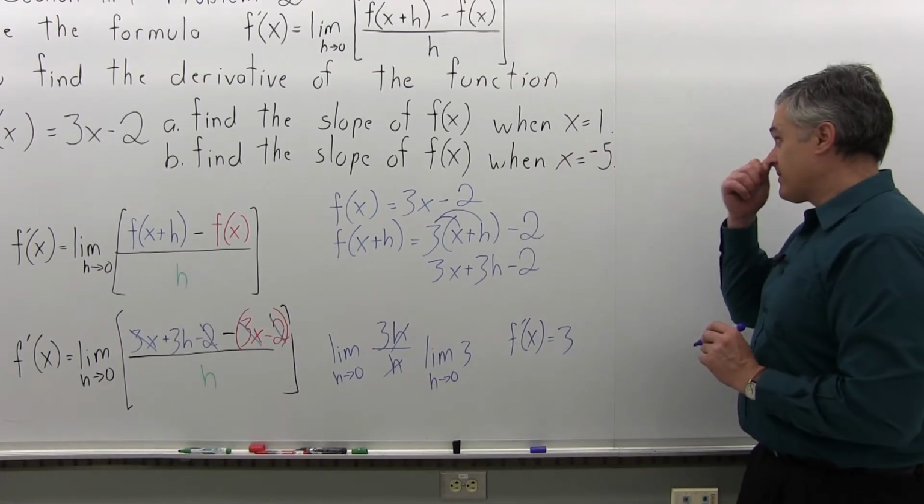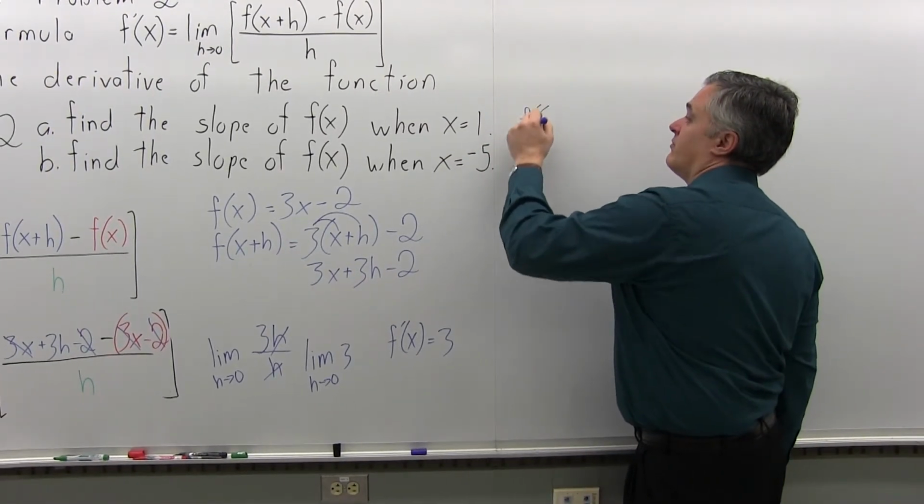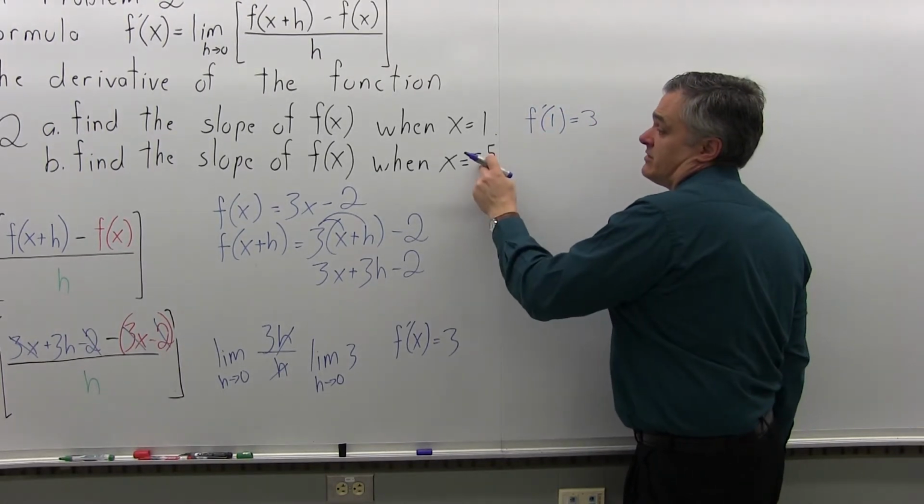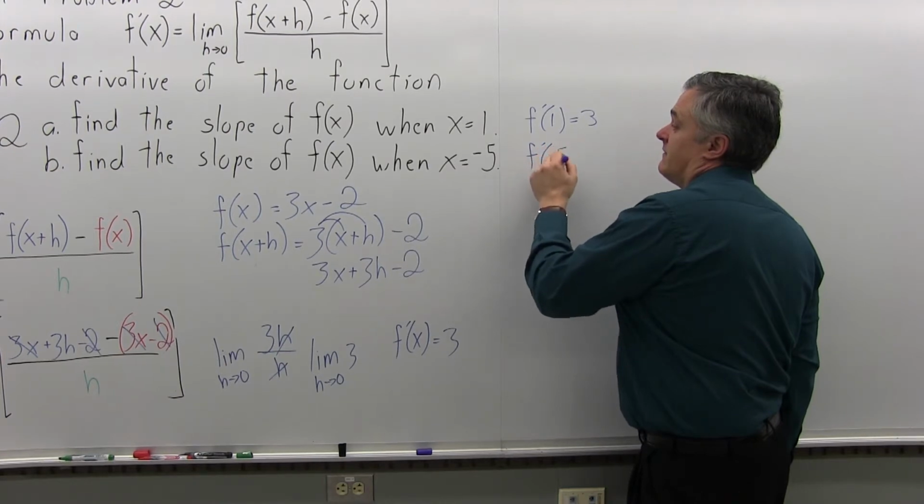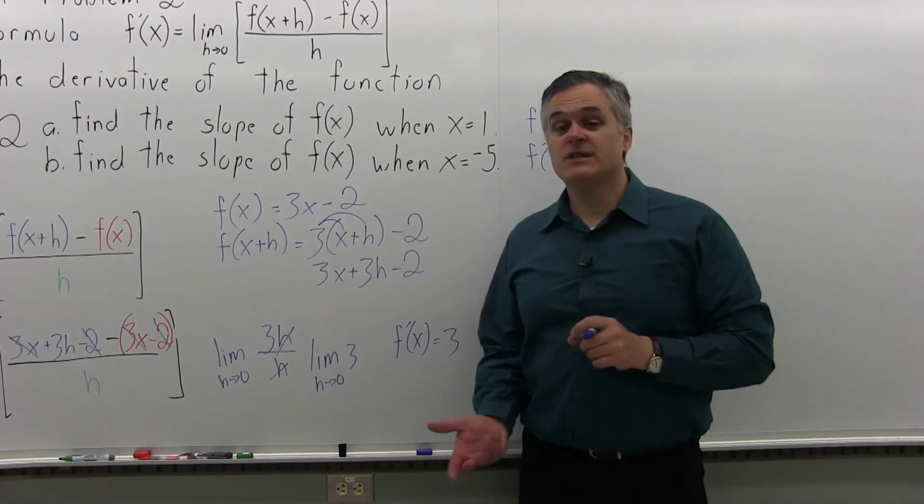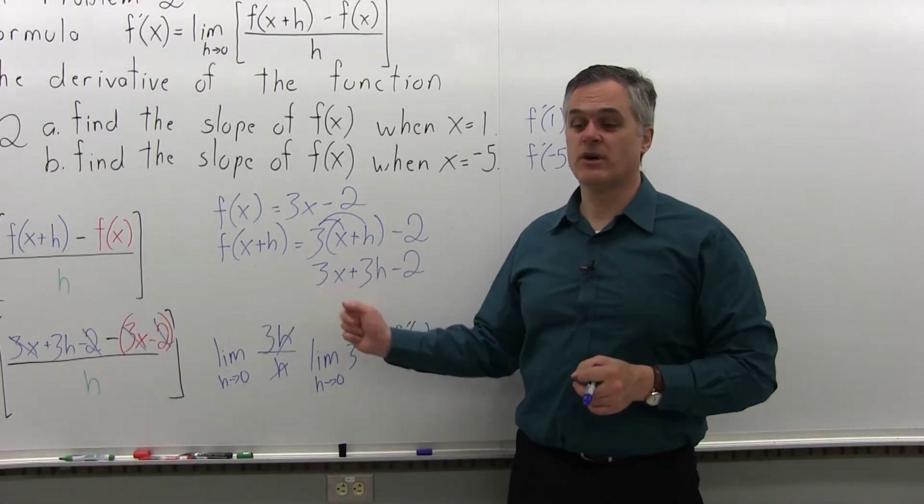So now when x is 1, f prime of 1 equals 3. And the same thing with x equal to negative 5. F prime of negative 5 still equals 3. So again, the derivative is a formula to find the slope at any point on the function that you might want to find it.